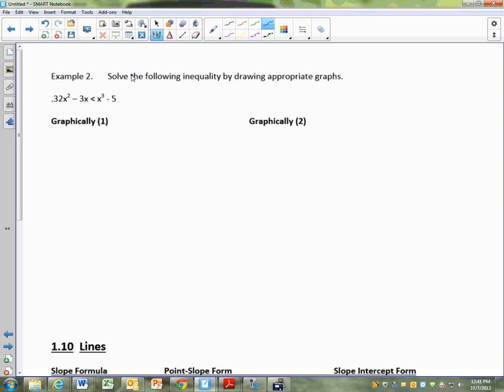All right. Solve the following inequality by drawing appropriate graphs. So we're going to do, again, two graphical methods here. This one we can't really solve algebraically. Too difficult for us. So I'm going to make two of them: y equals 0.32x squared minus 3x, and y equals x to the third minus 5. The difference is, instead of an equal sign between them, there's a less than sign. And if equation 1 is less than equation 2, what does that mean? Graphically speaking, like if we were to graph them, what would it mean for one to be less than the other?